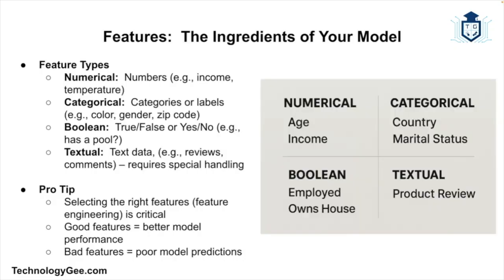And when it comes to features, here are some feature types. Features could be numerical, like age, income, or temperature. They could be categorical, like color, gender, or zip code. They can be Boolean, where they represent true or false, or yes or no. Or they could be textual, like reviews or comments, where a comment might say something like special handling. Now, as a pro tip, choosing the right features, which is called feature engineering, is one of the most important skills in machine learning because bad features can produce a bad model.